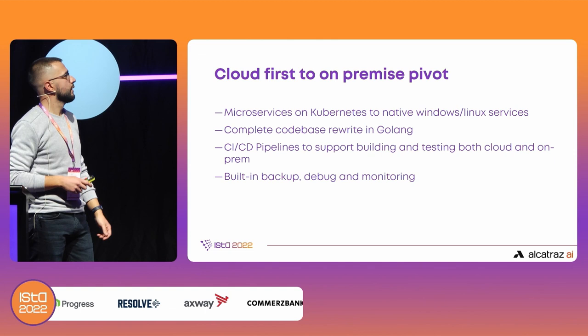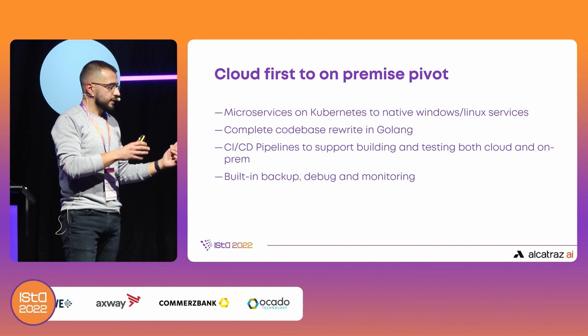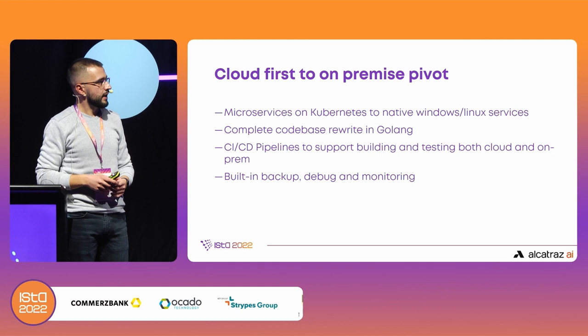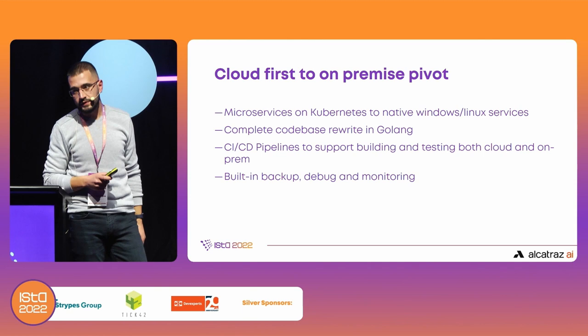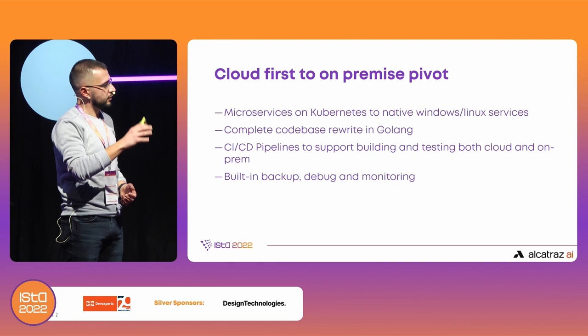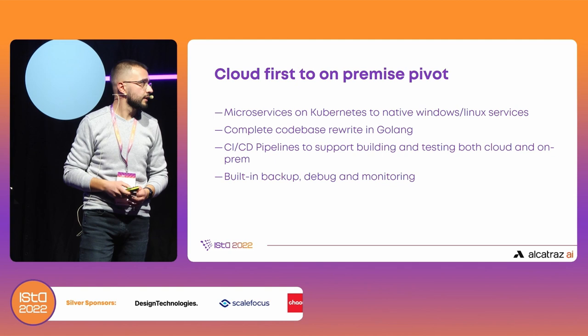And on the cloud, we were using many databases for different types of data sets that we had, so we had to move into one. And with all that rewriting, of course, we had to rewrite our CI/CD pipelines so they support this. They can now produce builds for Windows and Linux natively, and also deploy on the cloud simultaneously, and to QA environments, et cetera, for testing.